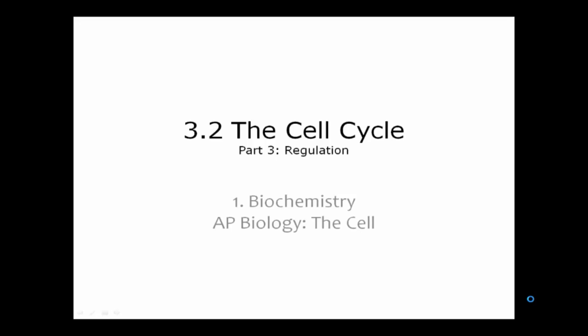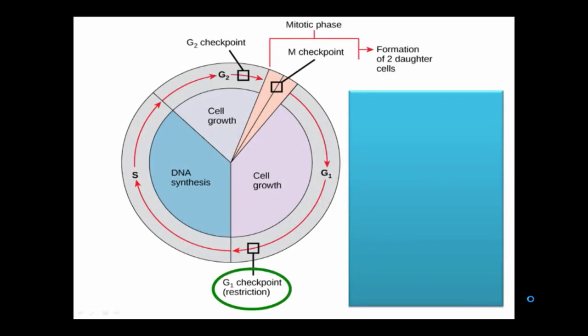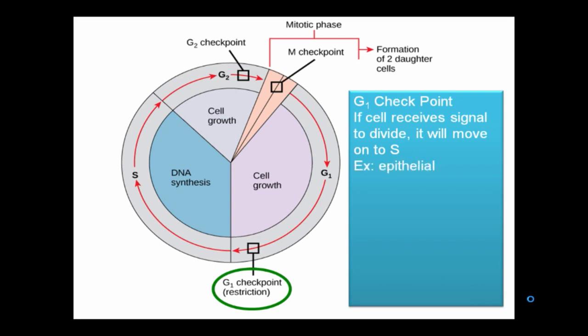And now for regulation. There is a lot of cellular signaling that occurs in mitosis, and we're just going to touch on a little bit of it. For instance, there's a G1 checkpoint. If the cell receives a signal to divide, it's going to move on to the S phase. So it's going to synthesize its DNA. For example, your epithelial cells are consistently going to pass this G1 checkpoint and synthesize their DNA.